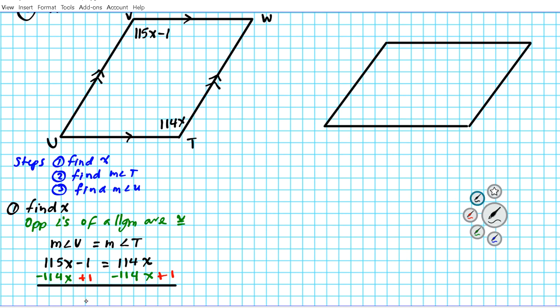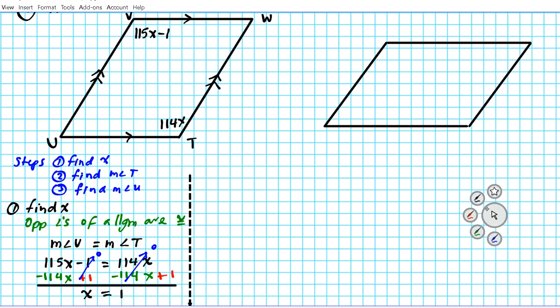115x minus 114x is just x. Minus 1 plus 1 adds up to 0. This also adds up to 0, and then that's just 1. Okay? So these ones go to 0, these add up to 0, and you just have 1. So x equals 1. Are we done? Nope, we're not done yet. We still have 2 more steps to go. All right, so let's move on to step number 2.